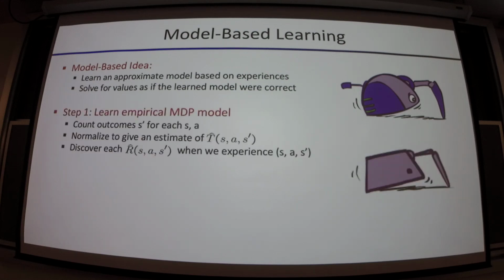Okay, so step one, learn your MDP. That means we're going to count how many times S prime happened for each S, A, and use that to approximate our transition probabilities. Right? We can normalize that and we get this approximate transition function. Right? And then we're going to discover these rewards as we do it.